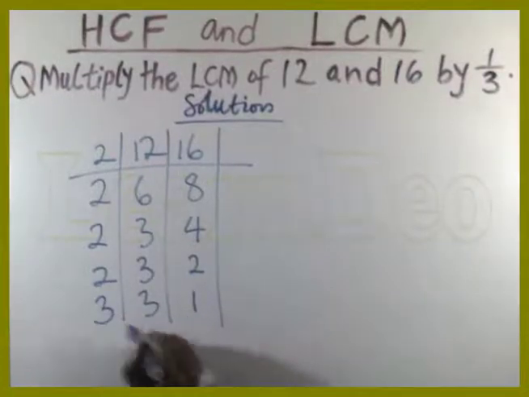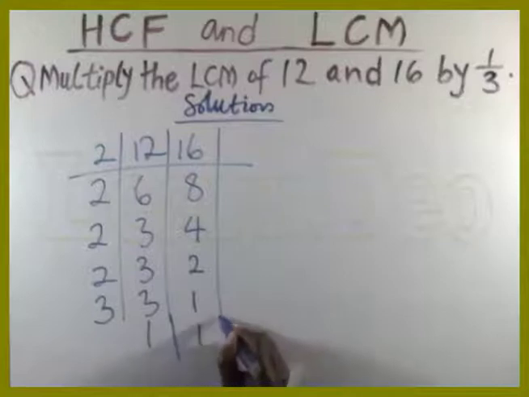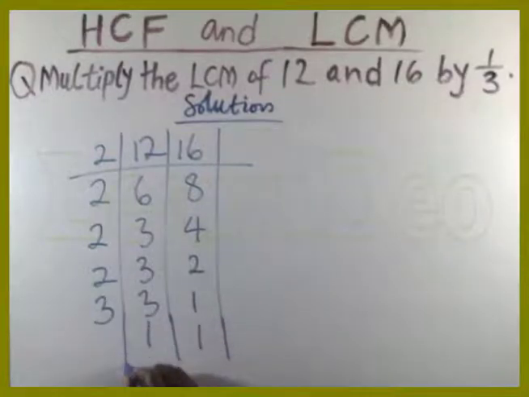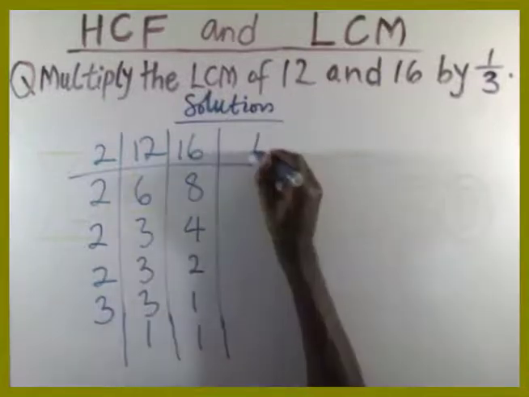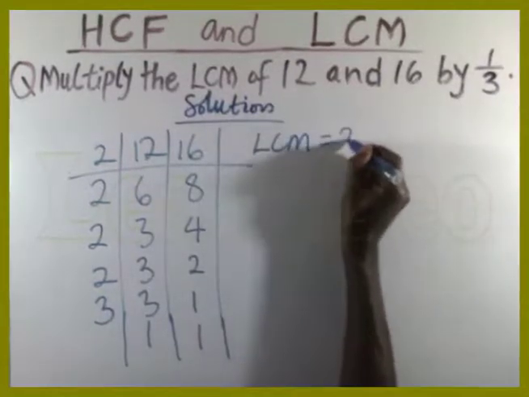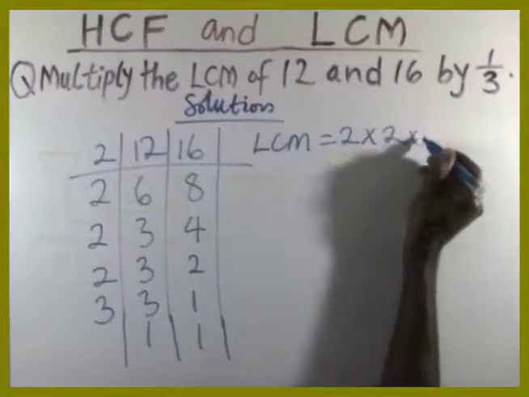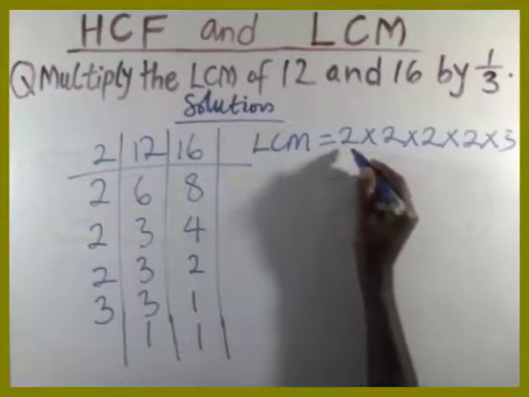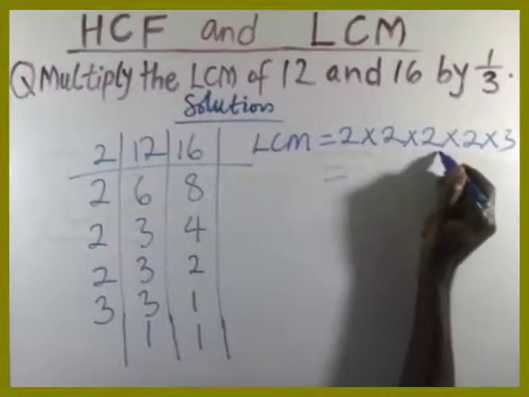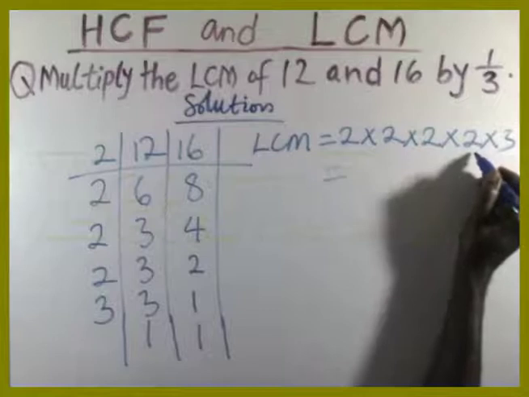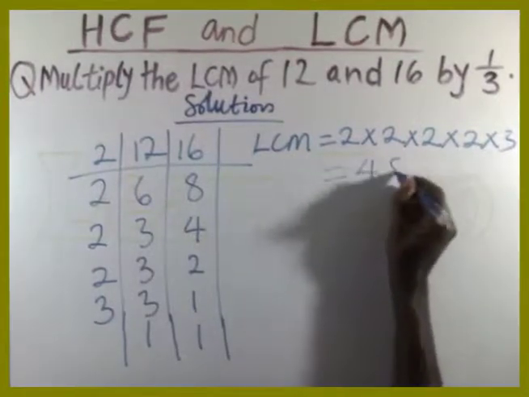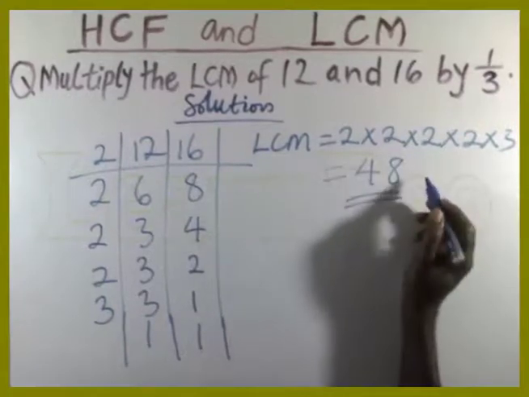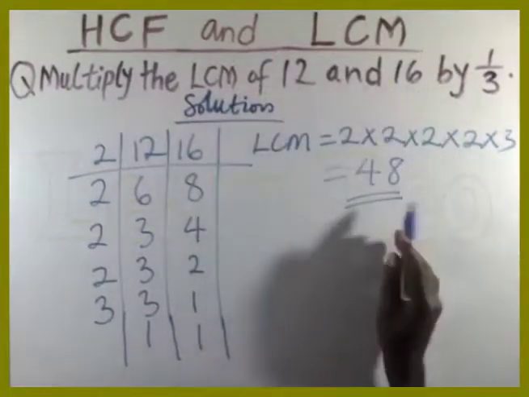Lastly, 3, 1, 1. So this is where we end the continuous division because we've gotten to the minimum, which is 1, 1. Therefore, the LCM would be 2 times 2 times 2 times 2 times 3. Now, 2 times 2 is 4. 4 times 2, 8. 8 times 2 is 16. And 16 times 3, 48. It implies that the LCM of 12 and 16 is 48.